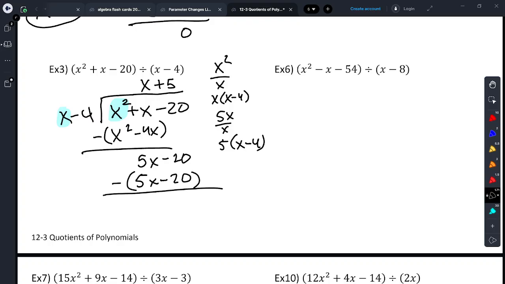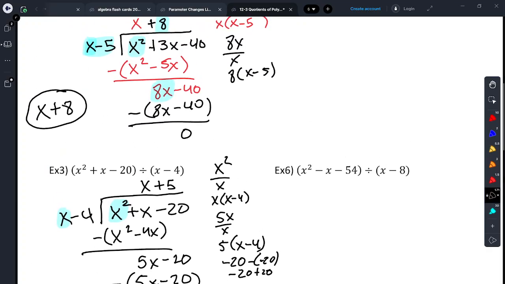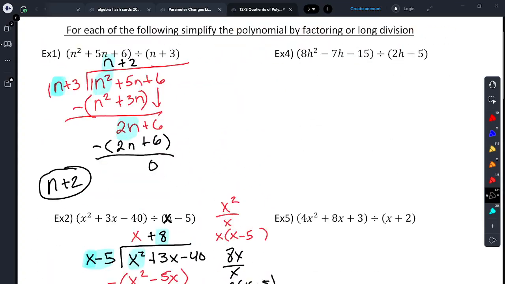Subtract what part though? The whole thing. And what do I get here? Is it positive 40 or negative 40? Good. Neither. What is it? If we get negative 20 minus a negative 20, that's negative 20 plus 20, which is 0. Then what can I do to make sure it's right? I can Punnett square x plus 5 by x minus 4, yeah? Got it? All right, we're going to skip example 4. Let's go to example 5.